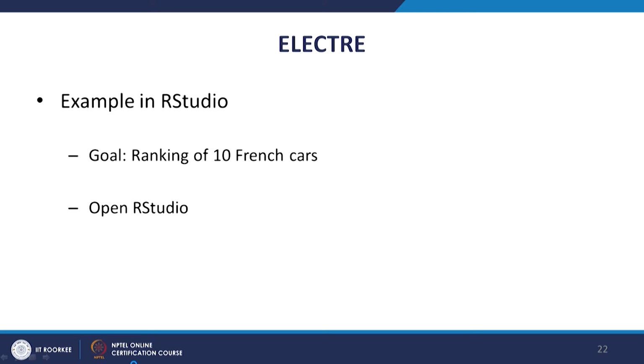Now, in this lecture we will start with an exercise. We will go through a particular decision problem and do our modeling in the R environment using R Studio, and then we will also try to understand the underlying mathematics behind all those computations. That part we will try to cover in this lecture and in the coming lecture as well. Let us first start with this exercise. The goal of this decision problem is the ranking of 10 French cars, and the alternatives and criteria details we will discuss in R Studio.